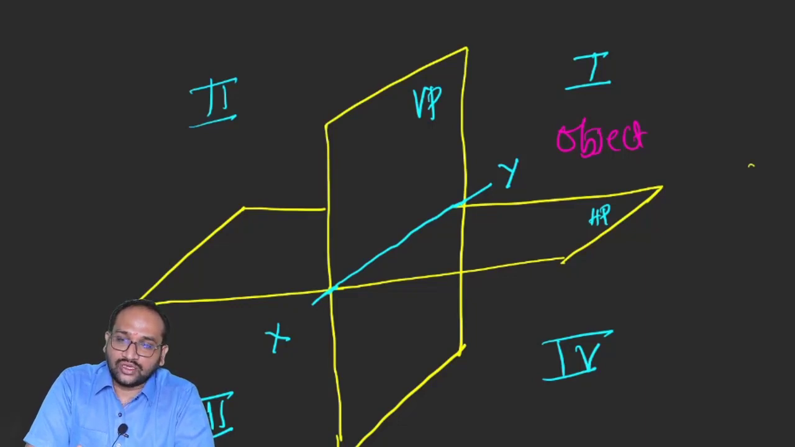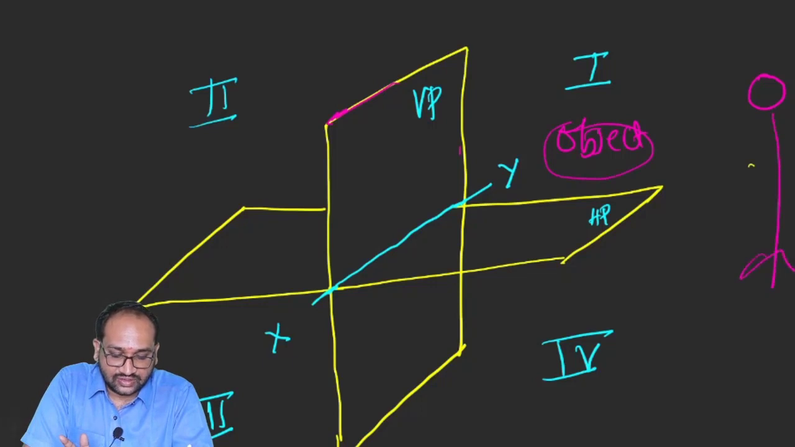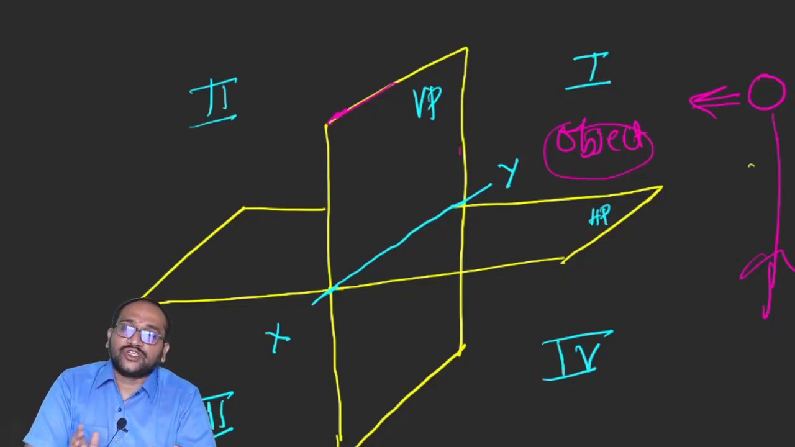Okay, this is VP and this is HP. To draw projections, we require three things, as we already discussed: object, observer, and plane of projection. This is known as the plane of projection or screen, and this is the object. The observer always sees the object in this direction. Observer position will not change.